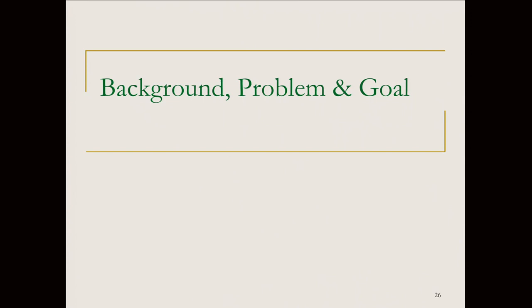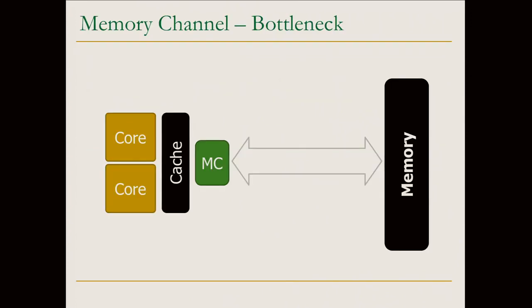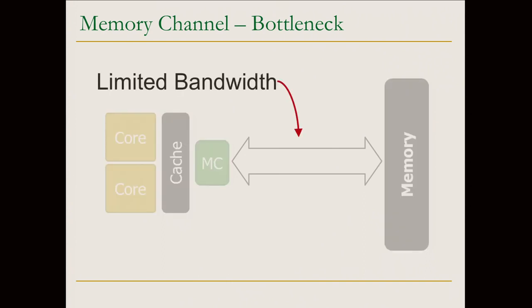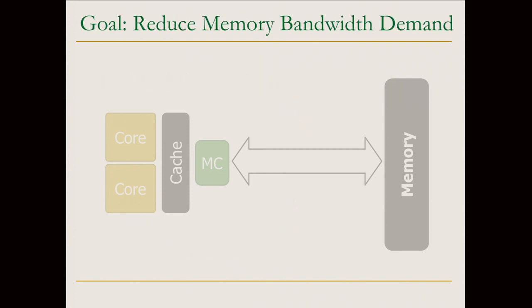Okay, so let's start with the guidelines. We'll start with the background, problem and goal. Let's define that first clearly. So basically, if you look at today's systems, you have multi-core systems, and you have memory attached to a CPU. And this memory channel tends to be a bottleneck because many applications are data intensive, and this doesn't have enough bandwidth, and it's long latency, and it's very energy hungry. So it has limited bandwidth. I already said a bunch of this, high energy. So the goal of this paper is to reduce the memory bandwidth demand.